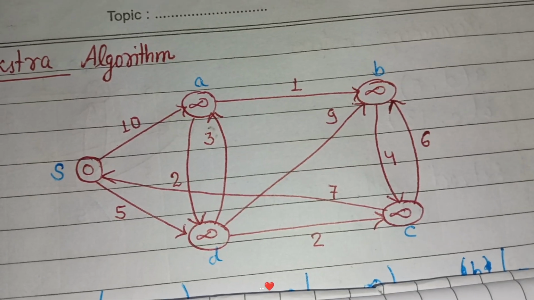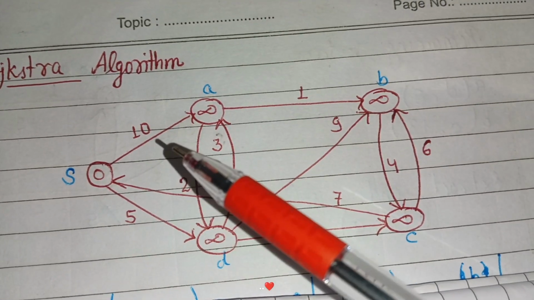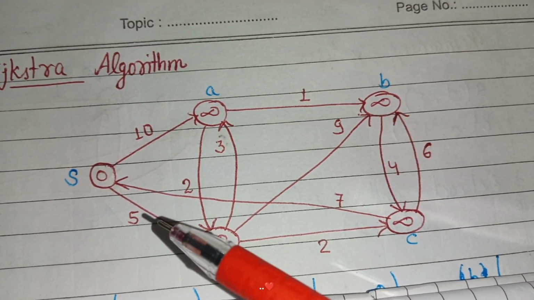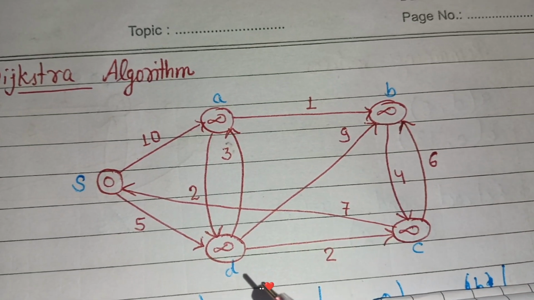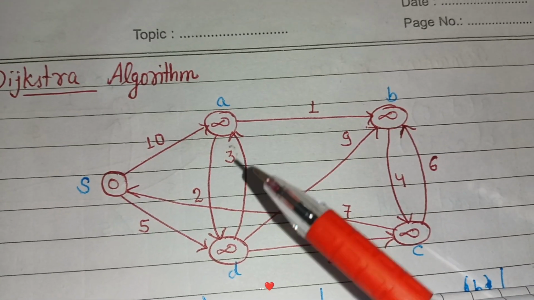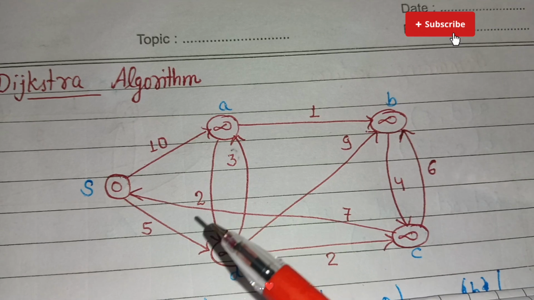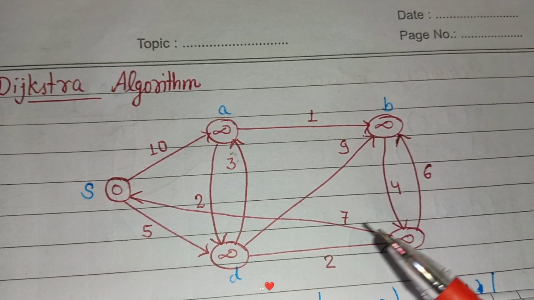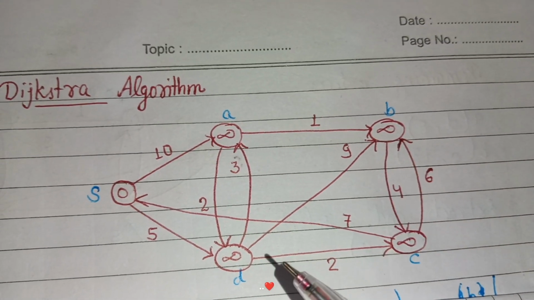From S to A, the weight is 10. From S to D, the weight is 5. From D to A, the weight is 3. From A to D, the weight is 2. From D to B, the weight is 9. From D to C, the weight is 2.